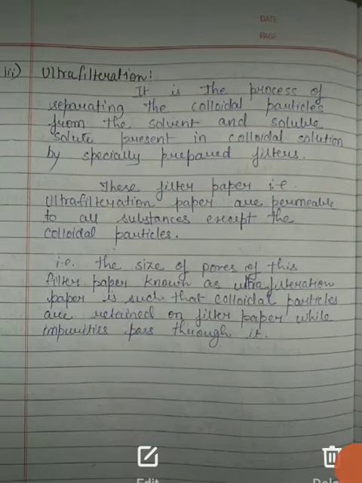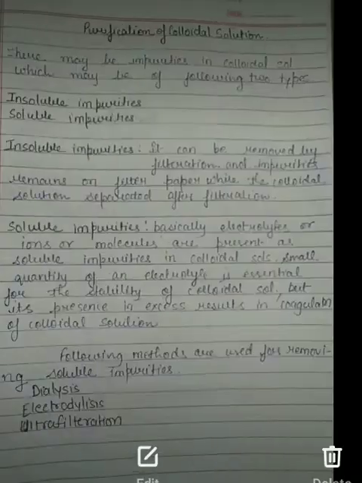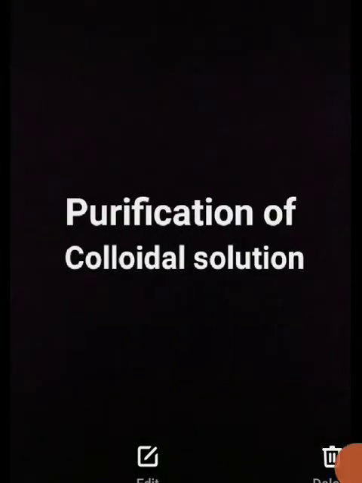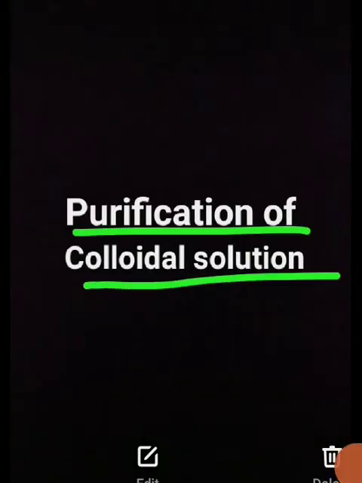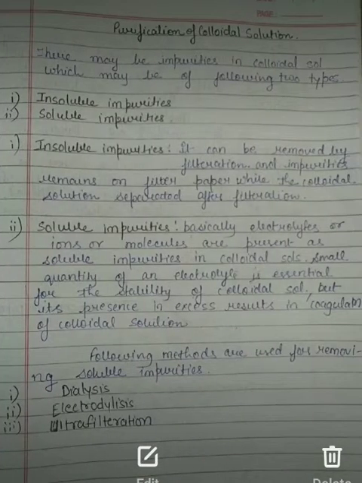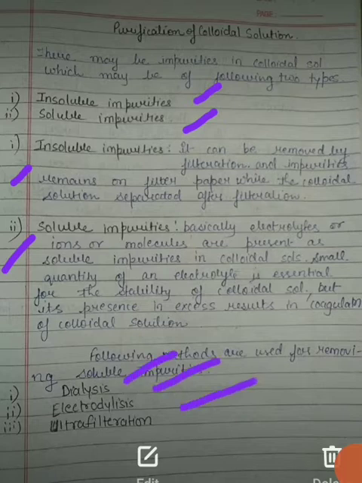So students, now let's recall what we have studied today. We have studied the purification of colloidal solutions. We discussed the types of purification on the basis of insoluble and soluble impurities. For insoluble impurities, we generally do filtration through normal filter paper, but for soluble impurities, which may be electrolytes, molecules or ions, there are three methods: dialysis, electrodialysis, and ultrafiltration.